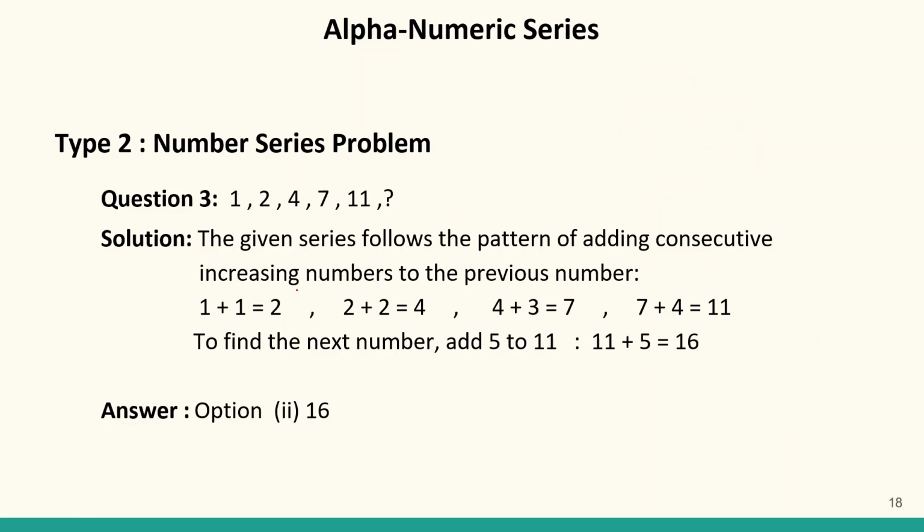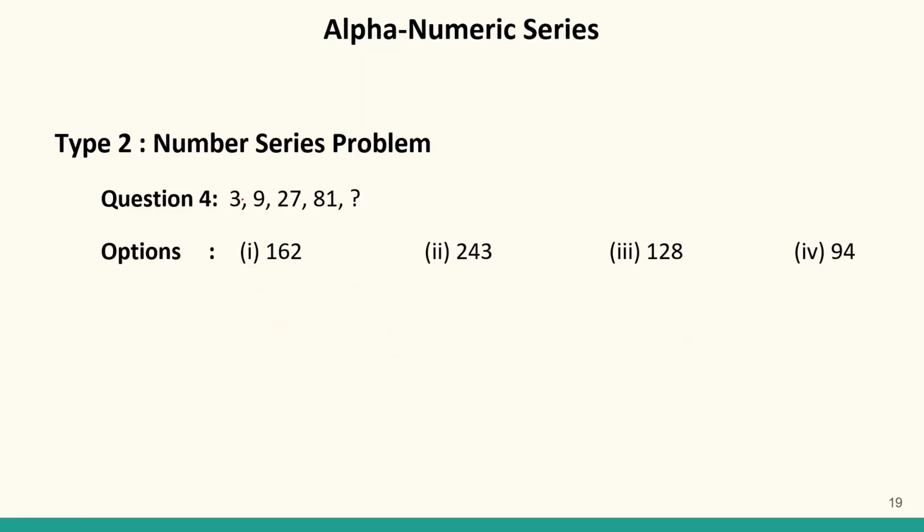Okay, so this is the solution. First we're adding 1, then 2, then 3, then 4, then 5, and the answer is 16. Okay, one more thing. Whenever you see a number series, you have to first see what kind of series or pattern is being followed. Okay, there are basically four things that can happen.